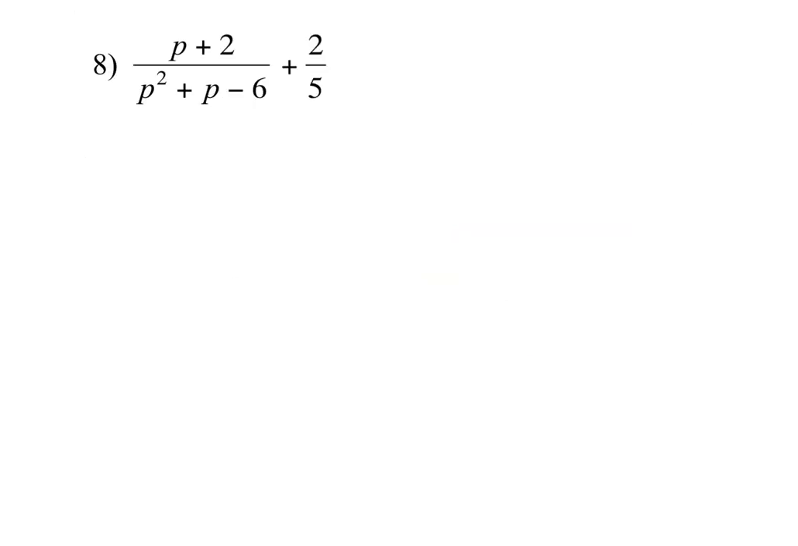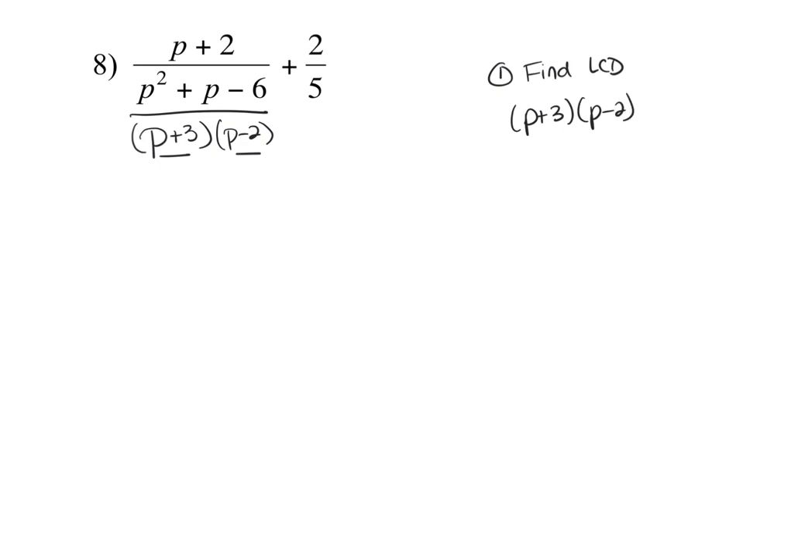So my first step is to find my common denominator again. But in this case, I am going to have to factor first just to see if there's anything in common. So when I do this, I'm going to look for factors of 6 that add up to 1. All right. To get my common denominator, I have to use these two. So I'm going to use the p plus 3 and the p minus 2. I also have to use that 5. So that whole thing is my common denominator. I have to use every single piece of that.